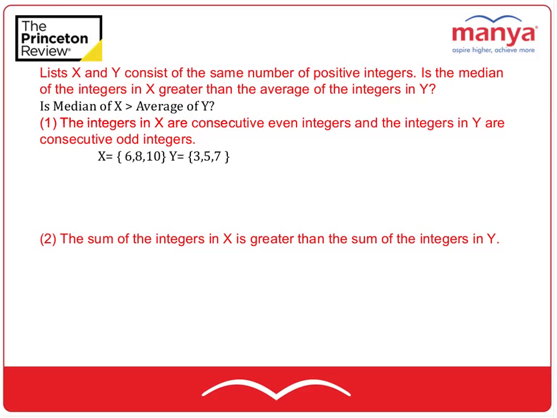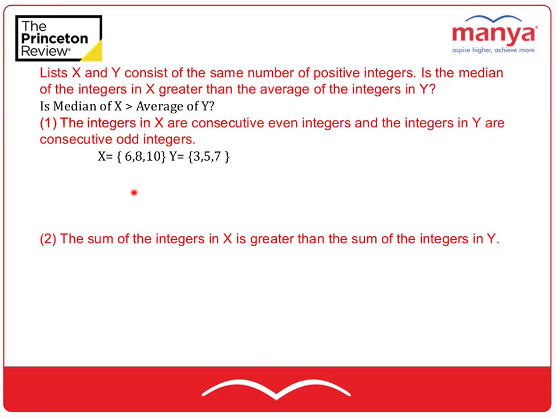What type of question is this? Is the median greater than the average of y? It means it can be yes, the median is greater, or no, the median is not greater. So I should not just say the statement is sufficient. I should try if any other number is giving me a no for this answer, right? So can I get a no which satisfies the statement and also the condition in the question?